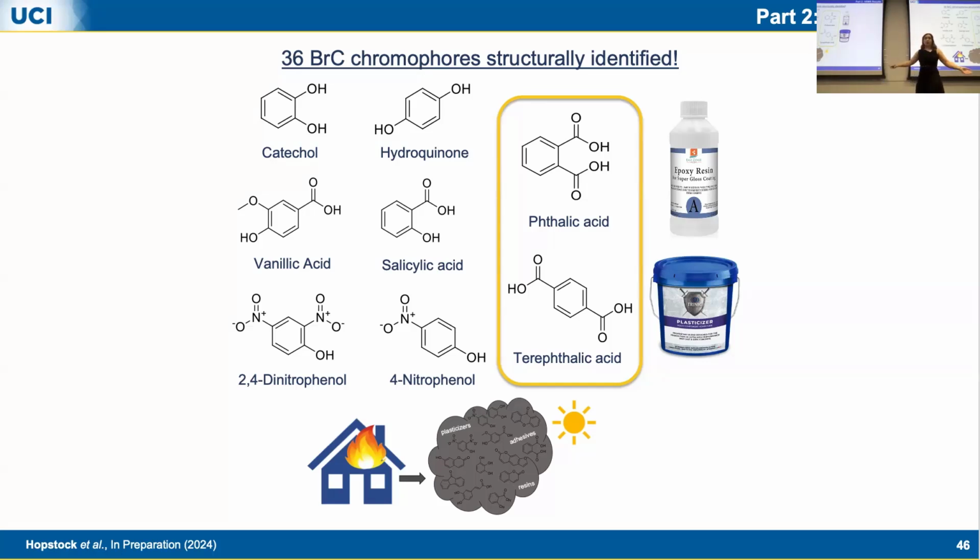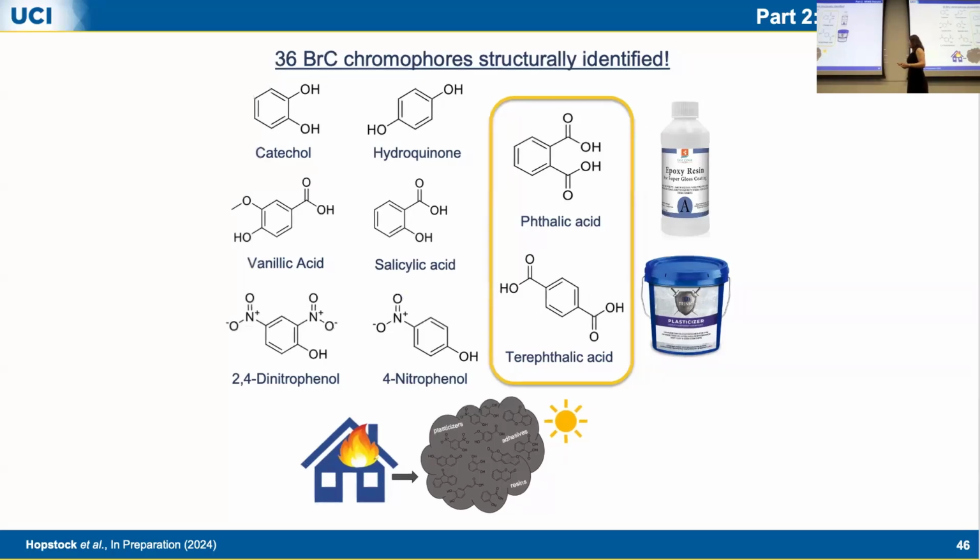And then I had these unknown urban fire samples. And so I cross-referenced what I had in my standards versus what I had in the samples. And so I was able to identify 36 brown carbon chromophores, structurally identify them within my urban fire sample. That's never been done before. And so a couple things stood out to me, I'm only showing a couple examples here, but phthalic acid and terephthalic acid are resins and plasticizers commonly used in urban material manufacturing, and I was able to identify them in my samples.